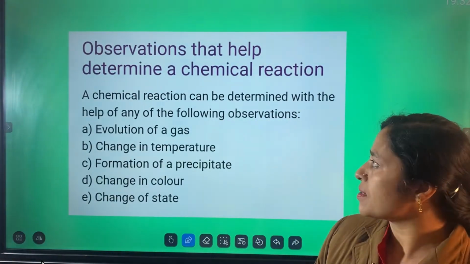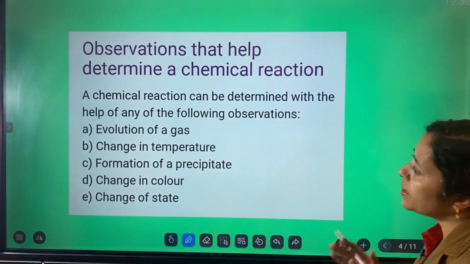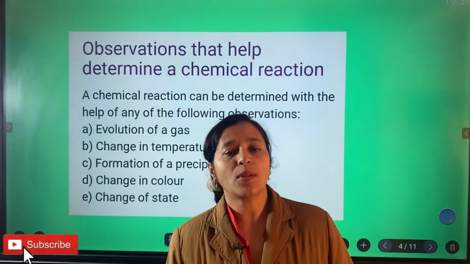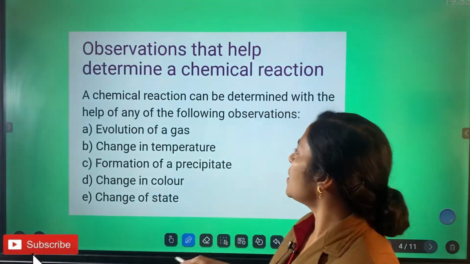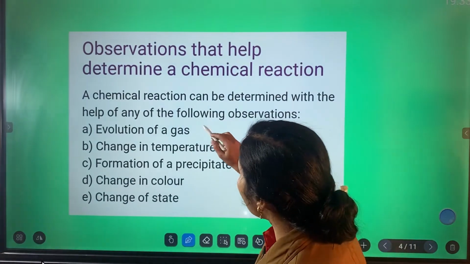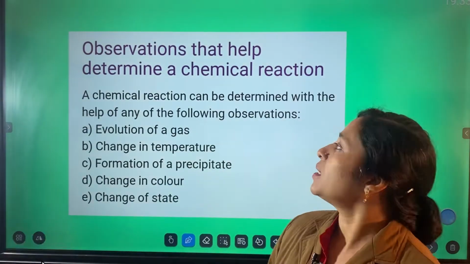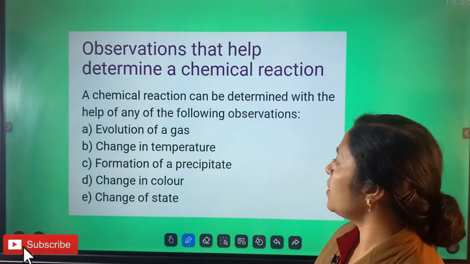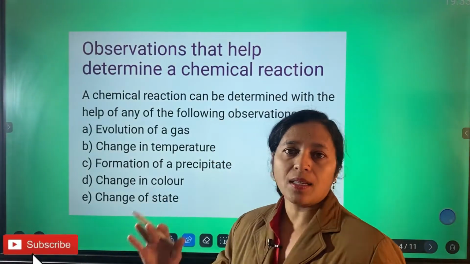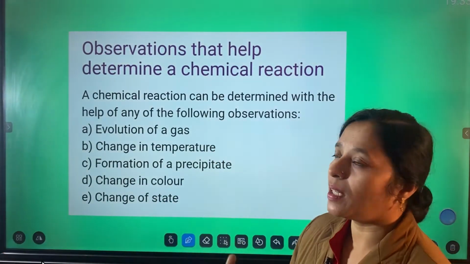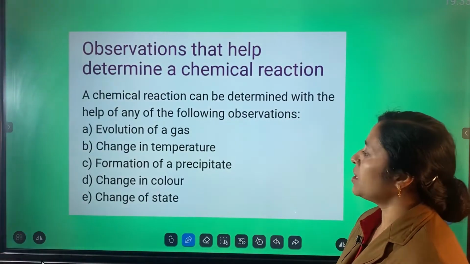केमिकल रिएक्शंस. केमिकल रिएक्शंस को कंटिन्यू करने के लिए हमें कैसे जानेंगे कि कोई केमिकल रिएक्शन हुआ है? So these are some of the symptoms, or you can say the signs, where you can see that the chemical reaction has occurred. Number one is evolution of a gas. अगर कोई गैस निकलती है, कोई रिलीज होती है, then you can consider it as a chemical reaction.